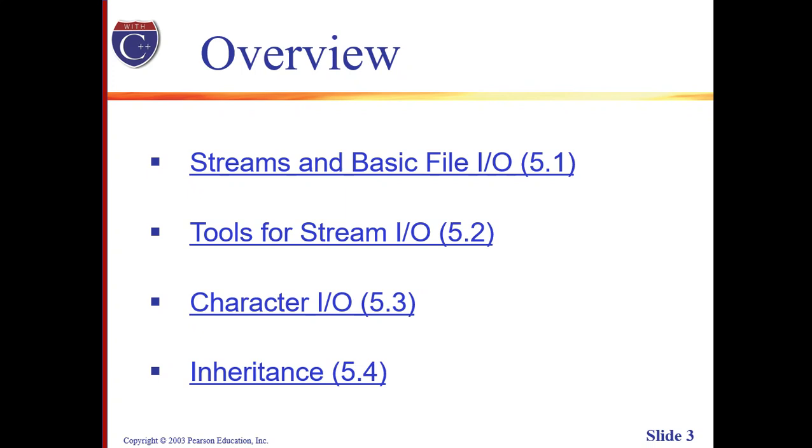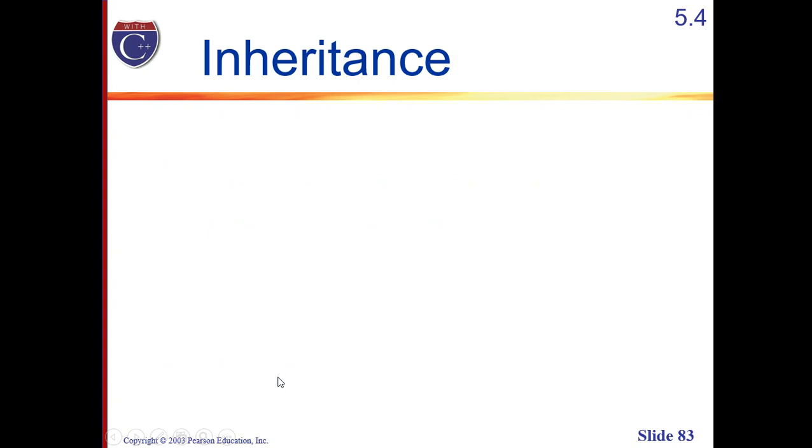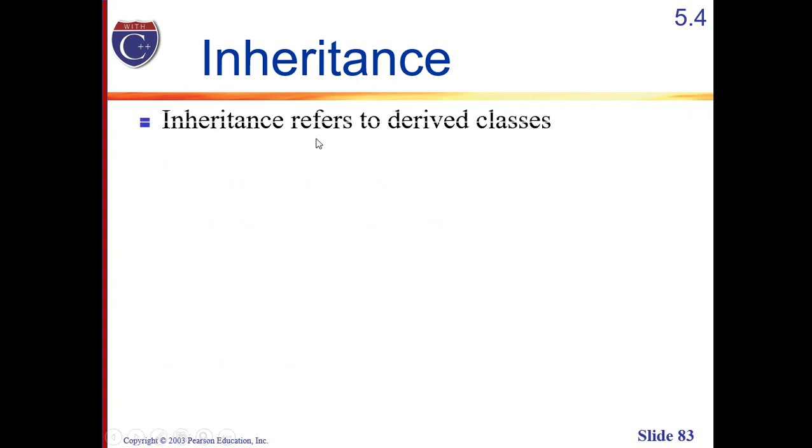We will now proceed to the last part of our lesson, which is inheritance. In the context of programming, inheritance refers to derived classes. Now, talking about classes, we've already touched a few things about classes. For example, we've mentioned classes for input and output routines, such as the istream and ostream classes.